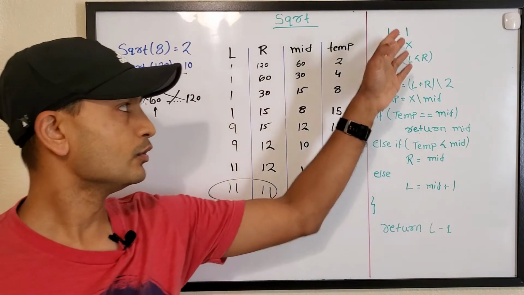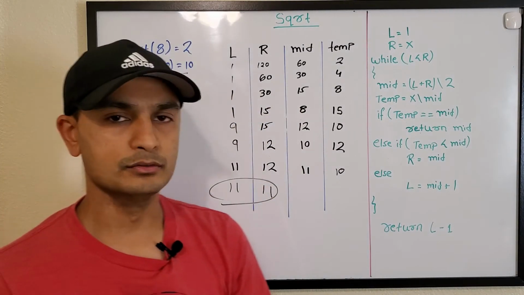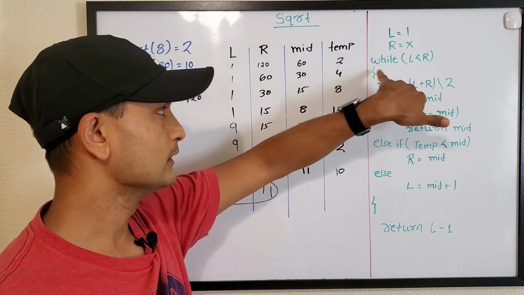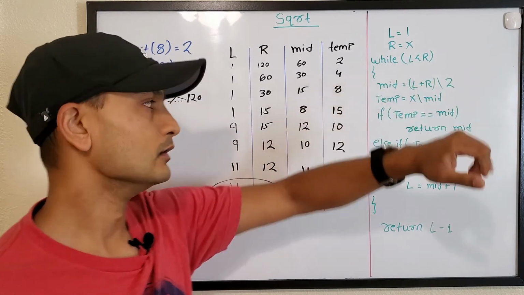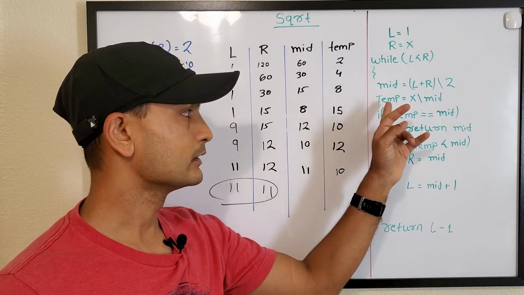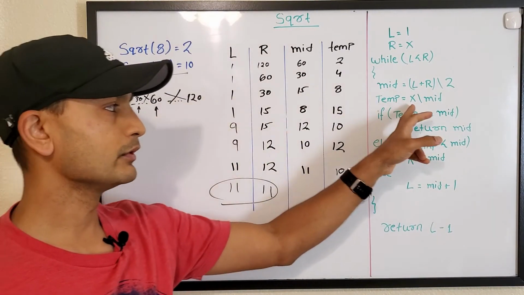So this is our code for doing binary search, the approach that we just discussed. We take left equal to 1, right equal to x, and then we loop till left is less than right. We figure out the midpoint, left plus right divided by 2. And instead of multiplying 60 into 60, or 30 into 30, we do division.